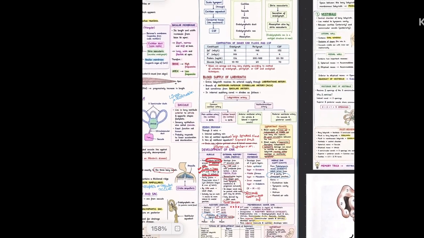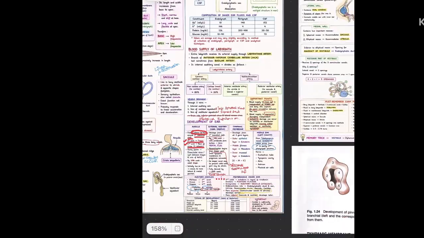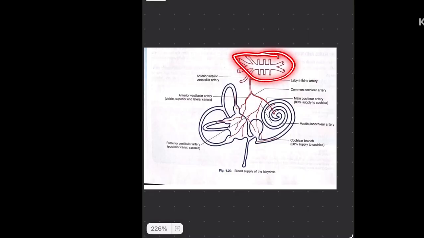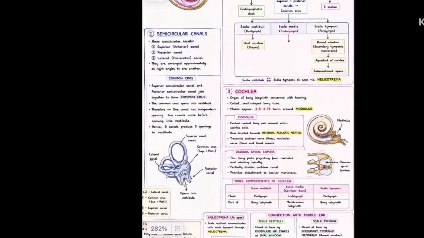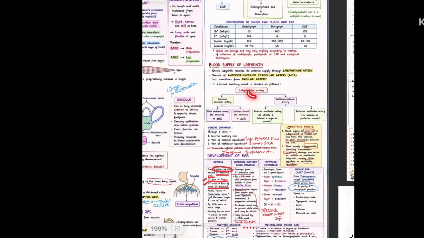Now let's talk about blood supply. If I show you the diagram, this is the blood supply. It is supplied by the basilar artery. The basilar artery gives off the anterior inferior cerebellar artery. The anterior inferior cerebellar artery gives off the labyrinthine artery. Then it is further divided into the cochlear part and the vestibular system. So the labyrinthine artery comes from the anterior inferior cerebellar artery, and the anterior inferior cerebellar artery comes from the basilar artery.